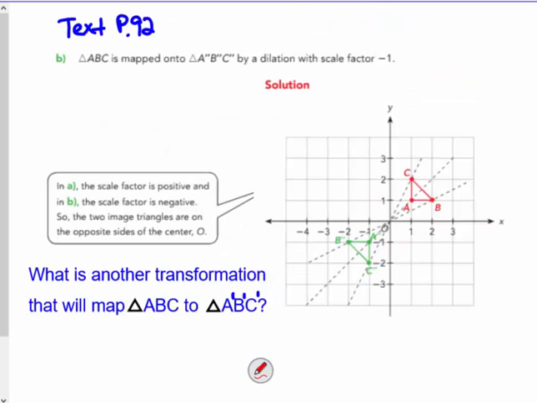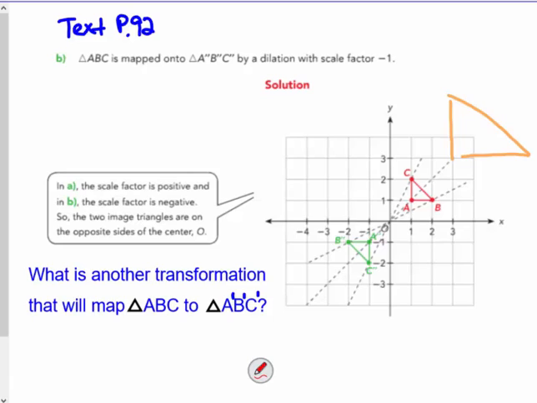Part B, also in your textbook on page 92. ABC is now mapped onto A double prime, B double prime, C double prime, the second image, by a dilation with a scale factor of -1. So it's done here for us. In A, the scale factor was positive, and our triangle went up here, right? It was blue.